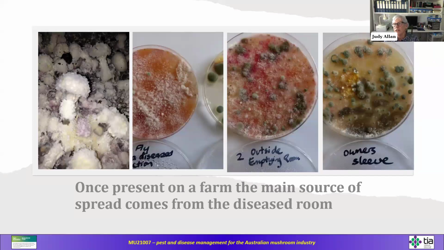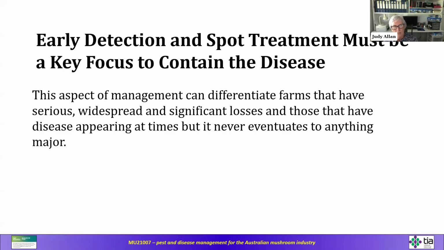So when you haven't got a disease on the farm, you can get away with a lot of things. But as soon as you have a disease on the farm, that war starts, because that's their survival mechanism: to release their spores and find another home for themselves. Next slide, please. So early detection and spot treatment must be a key focus to contain the disease once it's there.